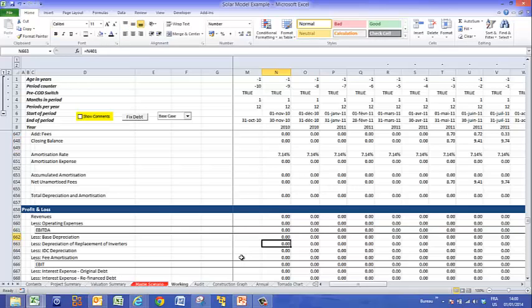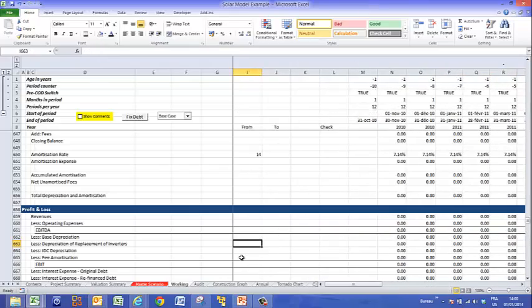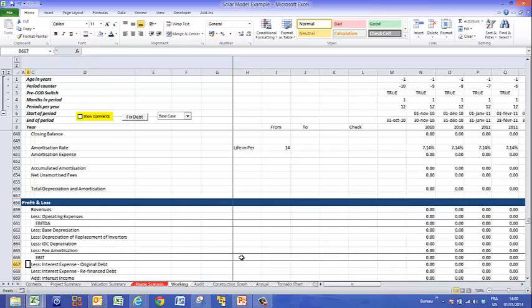For the profit and loss statement, I added a line for the depreciation on our inverters in the base case and separated that out. And I better make sure that we subtracted that, which of course I didn't do.